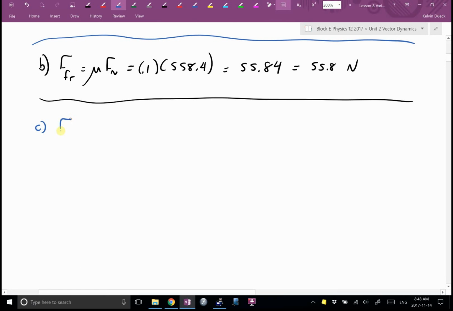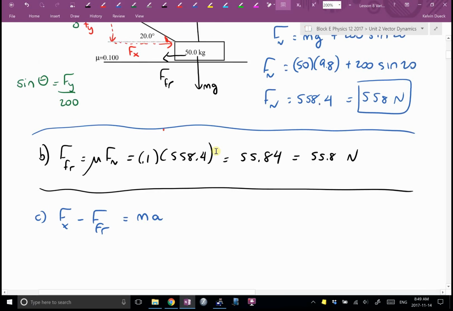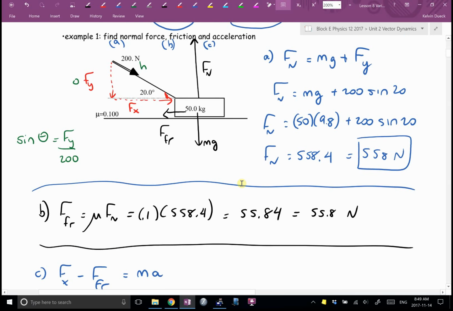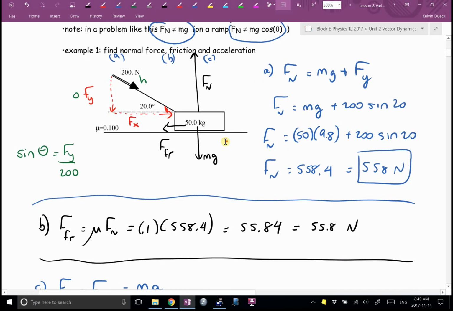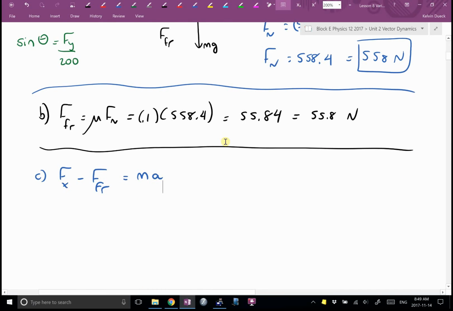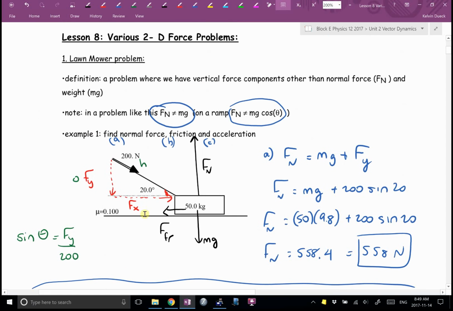Okay. So we get this minus that equals MA. Friction, I know, it's 55.84 if I drop that down. And if I hadn't calculated that already, Devin, I would walk through part A and part B. If they had just said find the acceleration, which is probably what I would do on a test, I would clue in. I better find those first. I don't know FX. Let's go back up here.